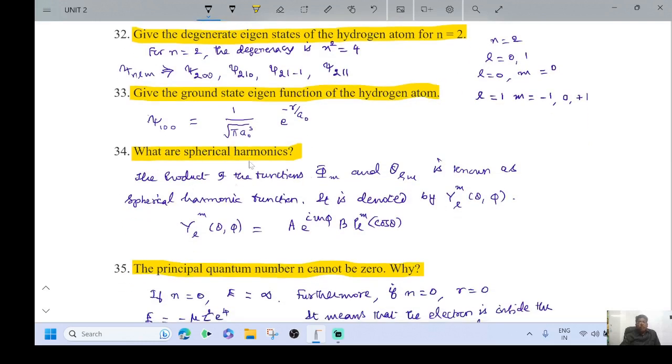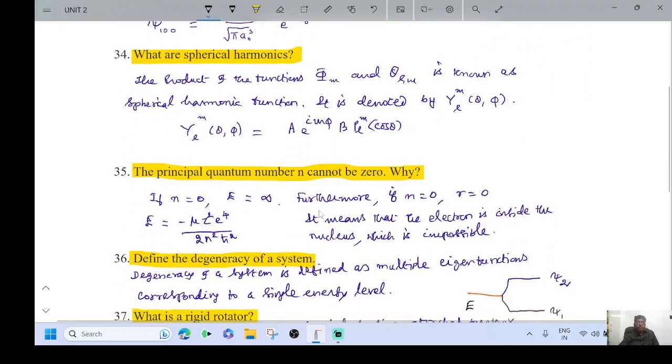What are spherical harmonics? The product of the functions Phi m and Theta l m is known as spherical harmonics. It is denoted by Y l m of theta comma phi. Y l m of theta comma phi equal to the value of Phi is A e power i m phi into the Theta equation B P l m of cos theta.